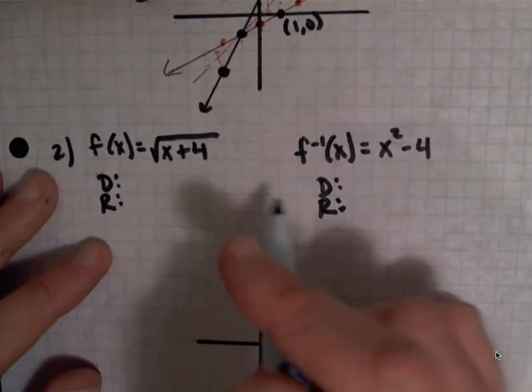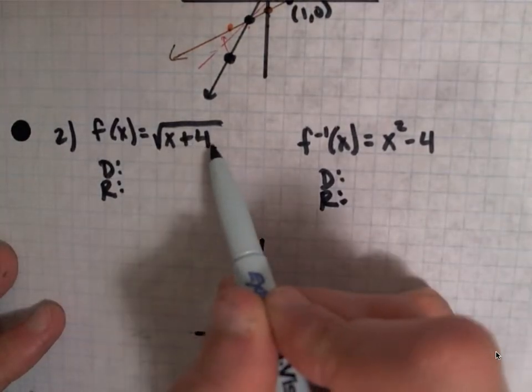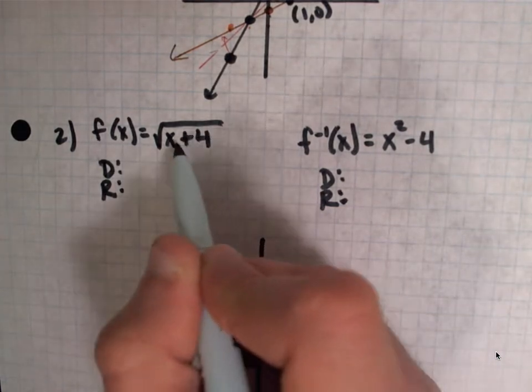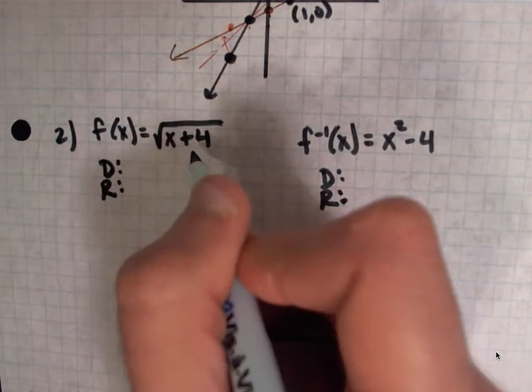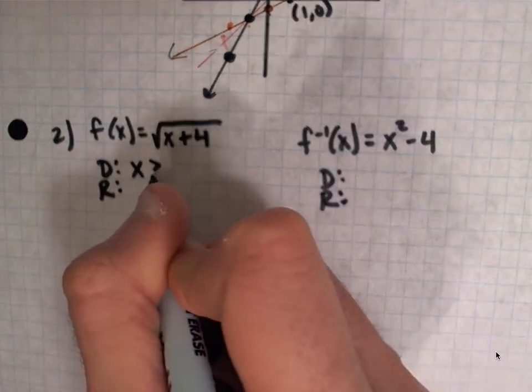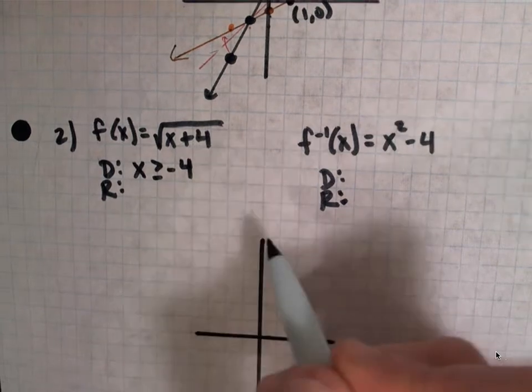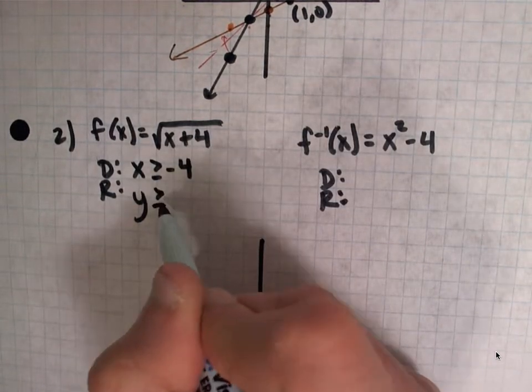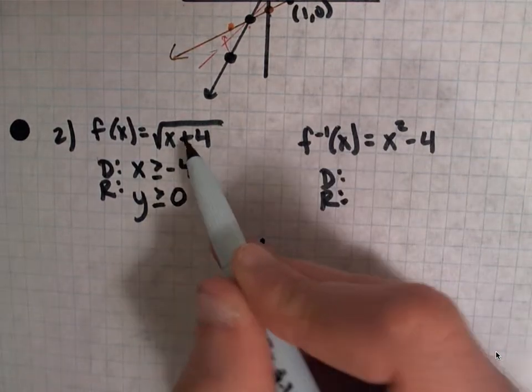Let's try one more. So this is an example we did earlier. f of x equals the square root of x plus 4. And remember our domain, this has got to be 0 or greater. So if you set x plus 4 greater than or equal to 0, we get x must be greater than or equal to negative 4. And our range, we saw that y is greater than or equal to 0.